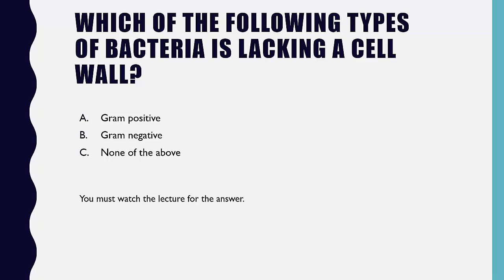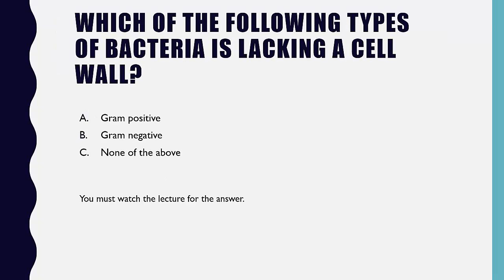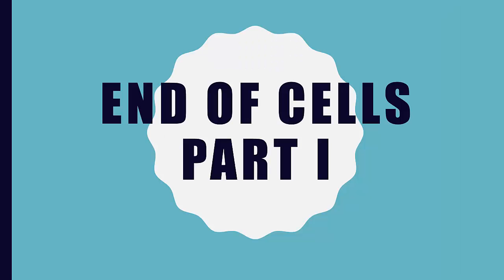Okay. So which of the following types of bacteria is lacking a cell wall? Gram-positive, gram-negative, none of the above. You said none of the above, right? Remember, gram-positives have a lot of peptidoglycan, but gram-negatives have a little bit of peptidoglycan, but it's there. They do have a cell wall. Okay. So, oh, that wasn't supposed to be there yet. I'm going to skip this one and come back to this.